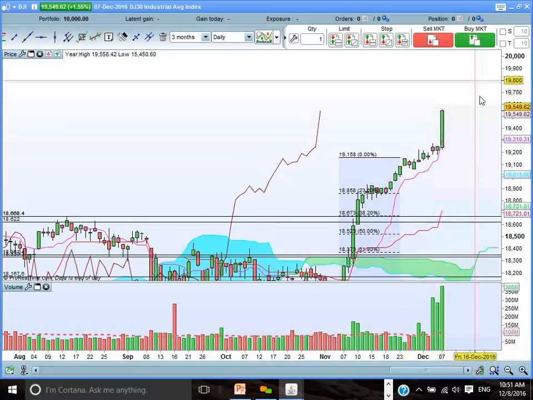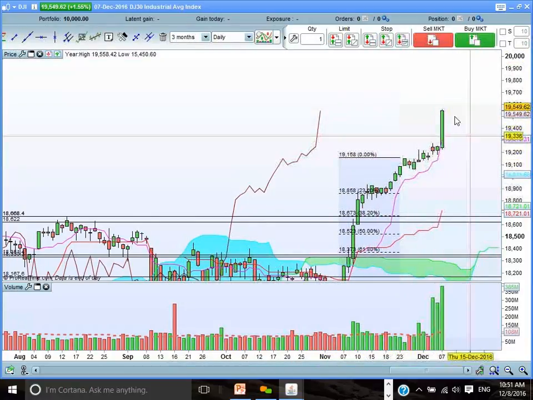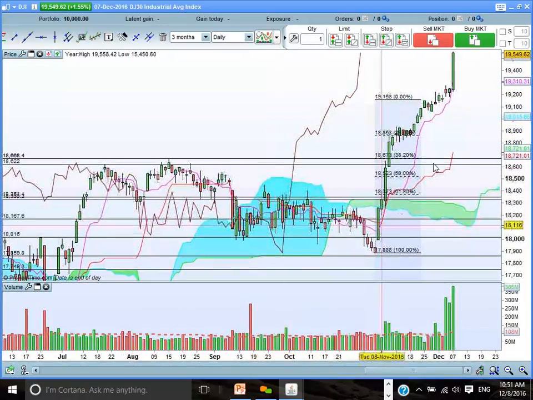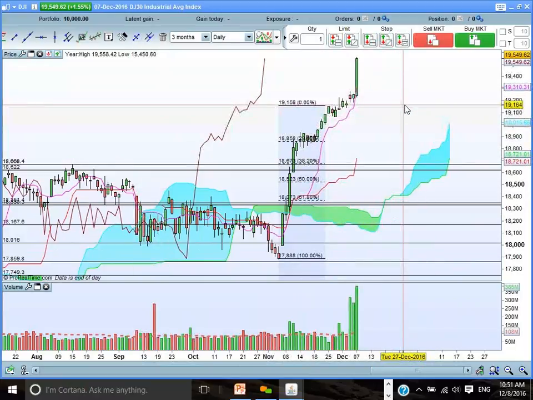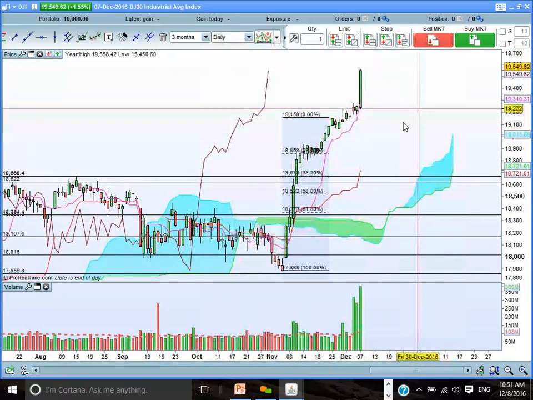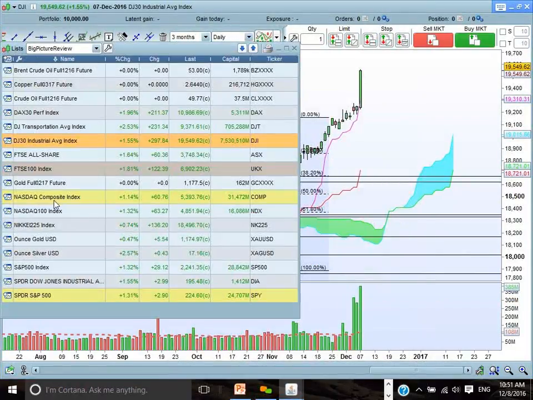And then above 20,000 is another point and figure chart target, but I do expect a consolidation over the next couple of days in this market. It's just too much, too soon, so to speak. And this is a tremendous rally just into the year end, so we could see a bit of a consolidation coming soon in the Dow. So a bit worried about that one.